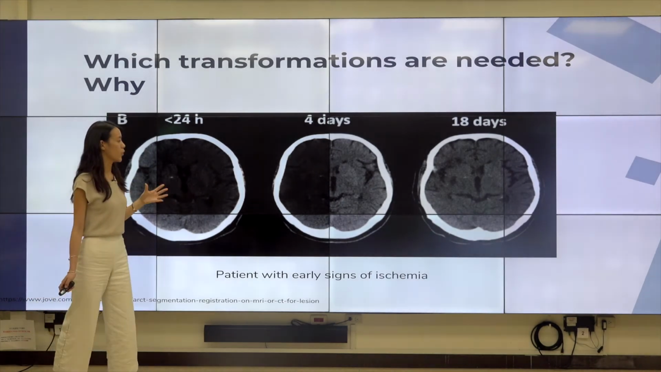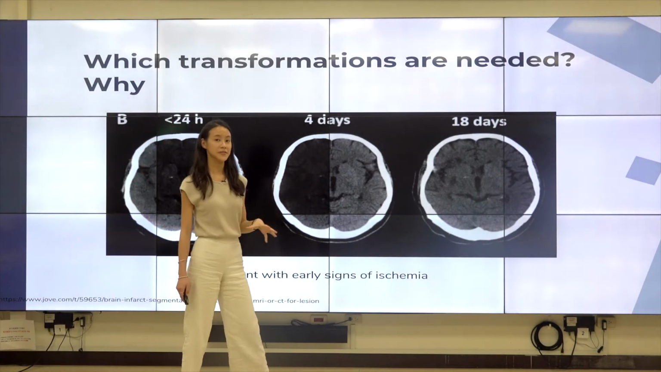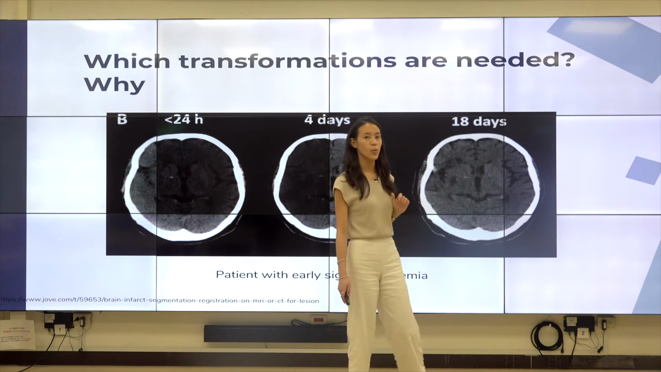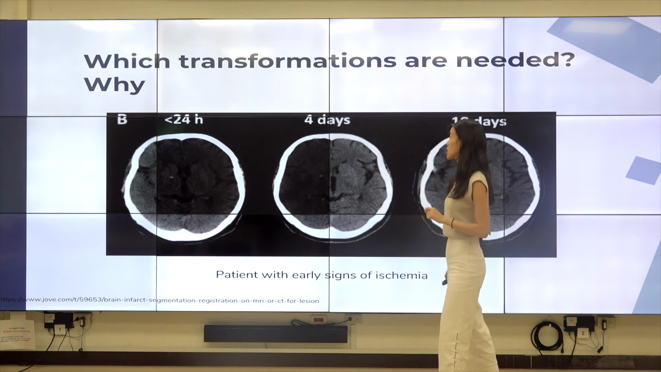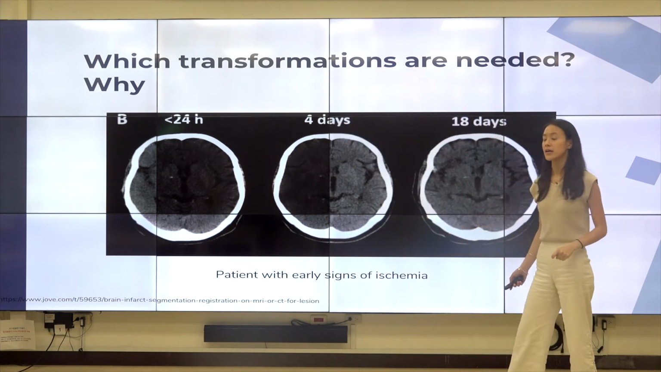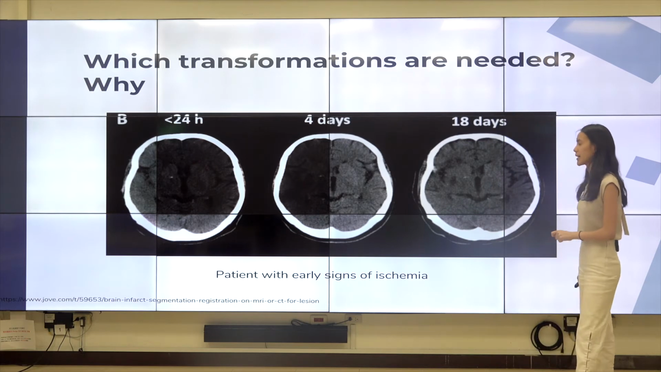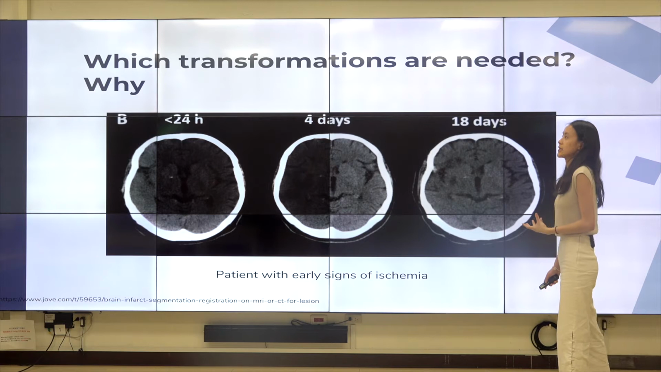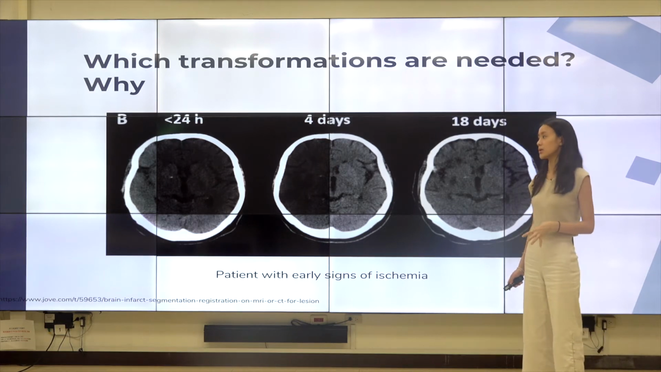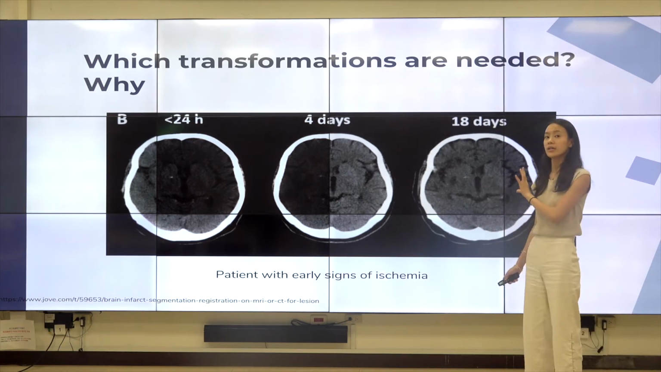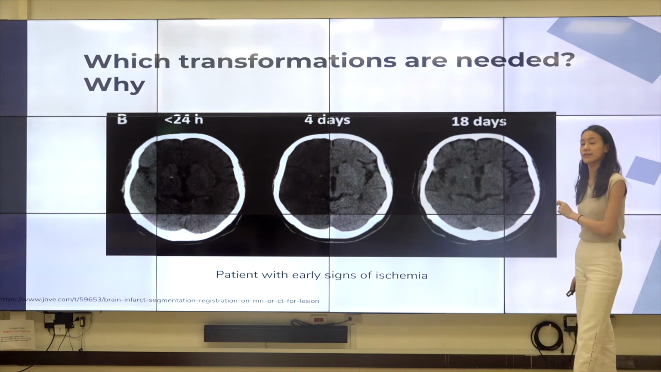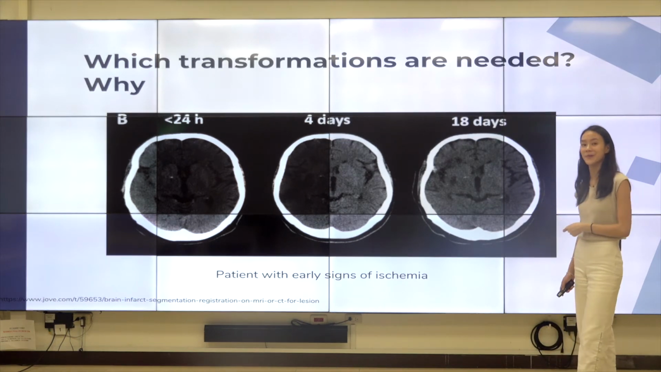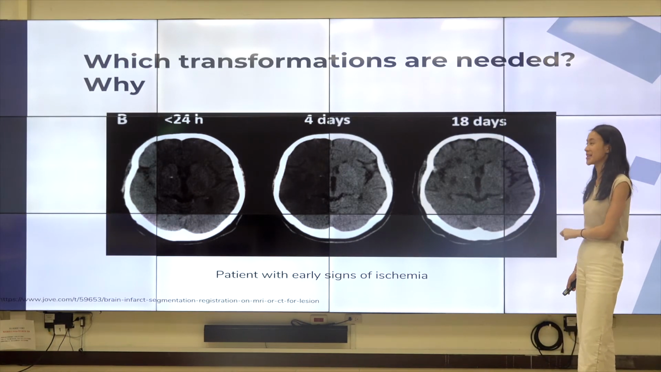One thing that I would like to ask you after everything that we've talked about is what kind of transformations are needed and why? Looking at these images, which is a patient with early signs of ischemia, what kinds of transformations do you think you would need in order to compare these three images, which is the same patient but at different times? I'm hoping that you remember this.